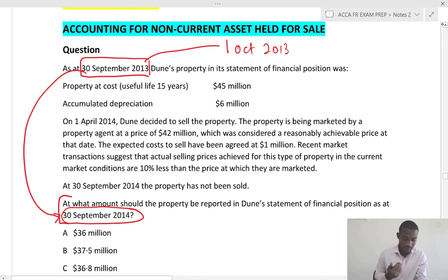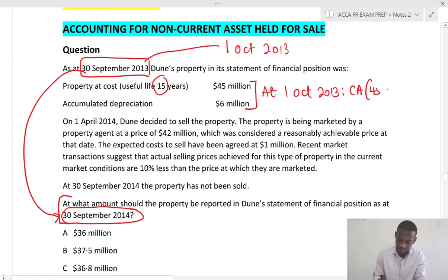Now, we have a property at cost with a useful life of 15 years. The value was 45 million, and we have accumulated depreciation of 6 million. What it means is that at 1st October 2013, the carrying amount of these assets should be 45 minus 6, and that should be 39 million. Very important.